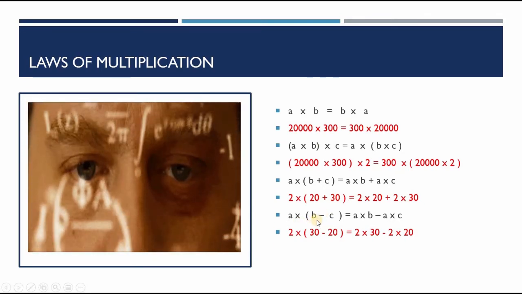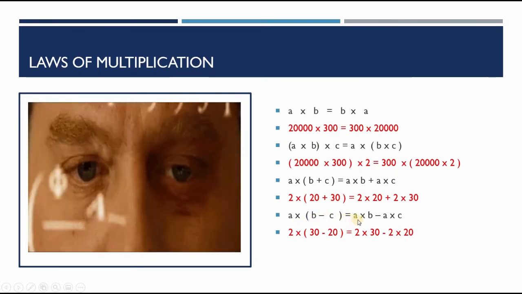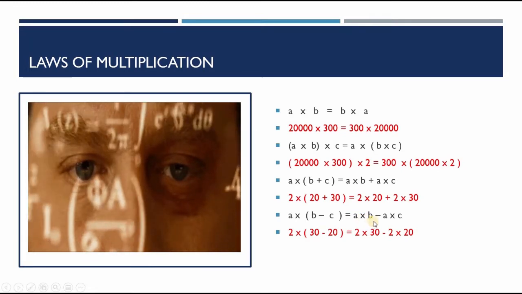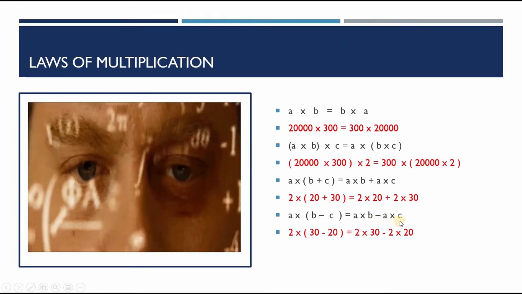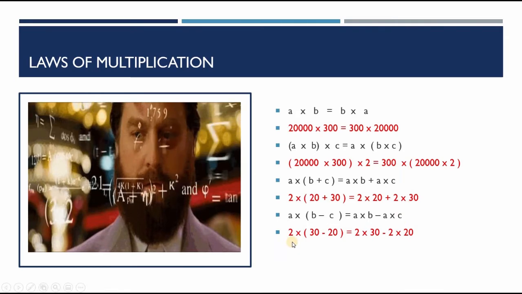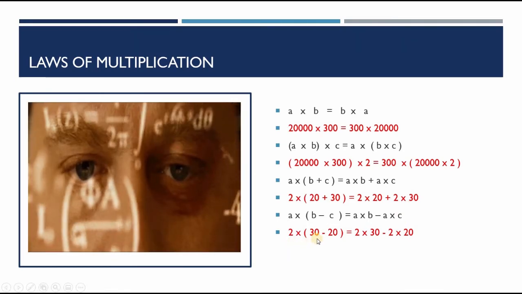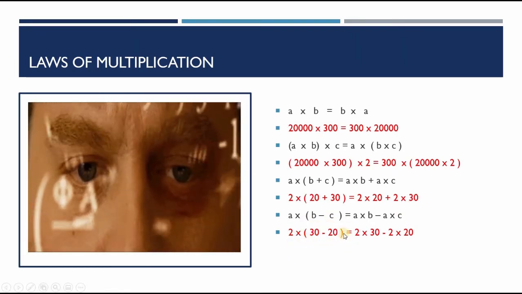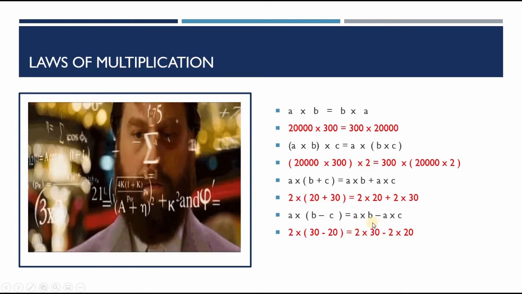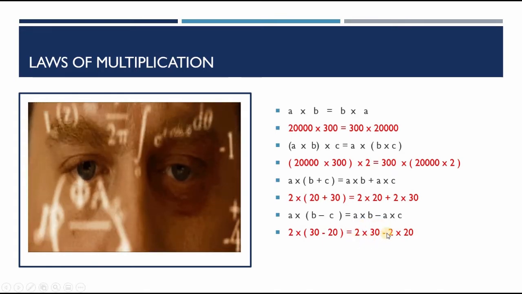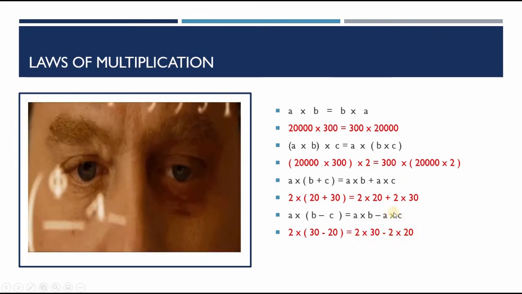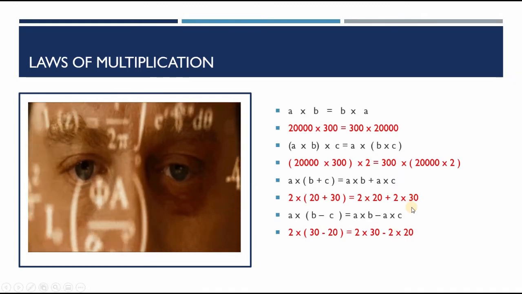A multiplied by (B minus C) is equal to A multiplied by B minus A multiplied by C. For example, 2 multiply (30 minus 20) is equal to 2 multiply 30 minus 2 multiply 20.